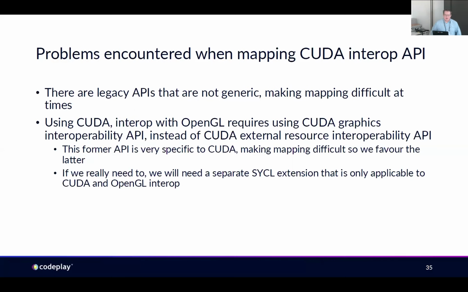Some problems encountered when mapping the CUDA interop API is that sometimes the legacy APIs pop up and are not that generic, making mapping difficult at times. In particular, when we had a little look at OpenGL, this requires using very, very OpenGL-specific CUDA API calls, which can make things a bit difficult to map at times. But at worst, if we needed to, we could make a separate SYCL extension only applicable to CUDA and OpenCL interop.